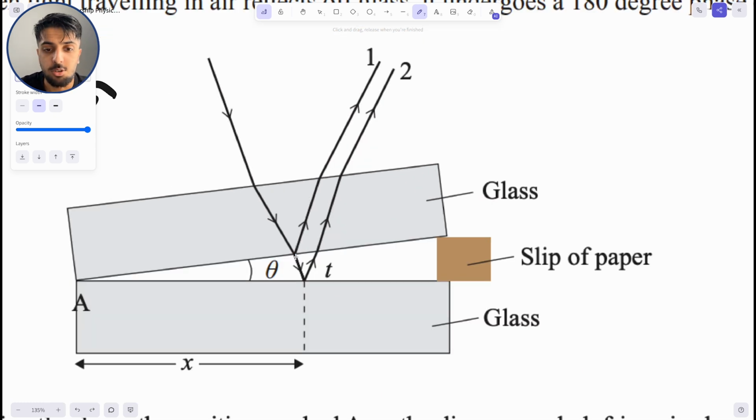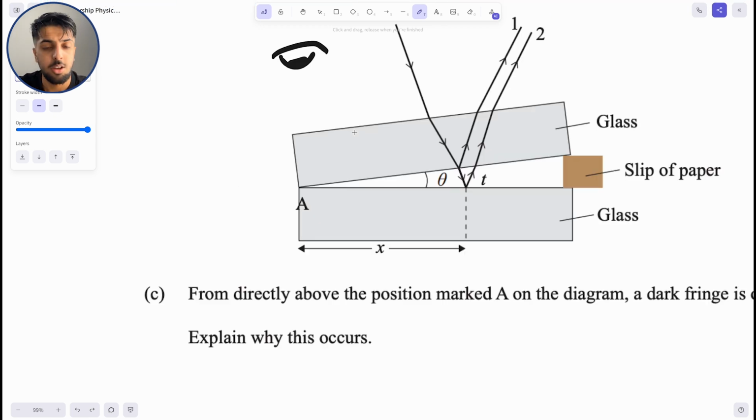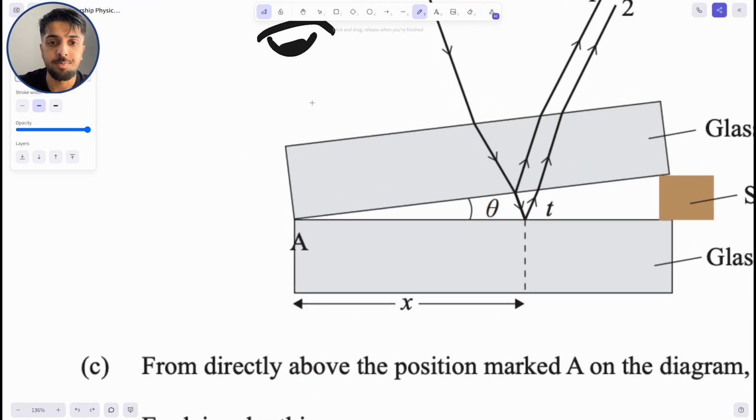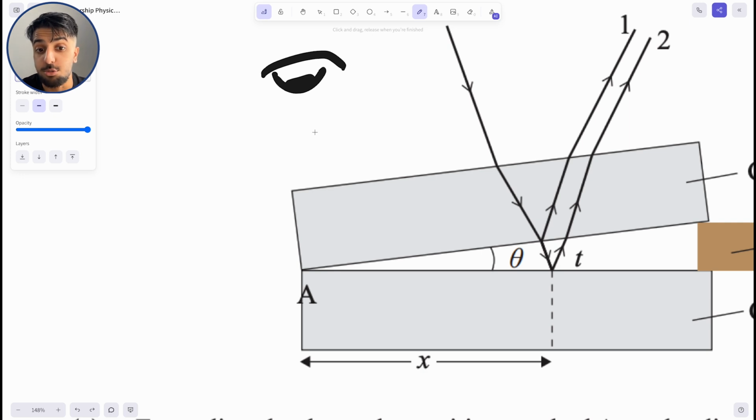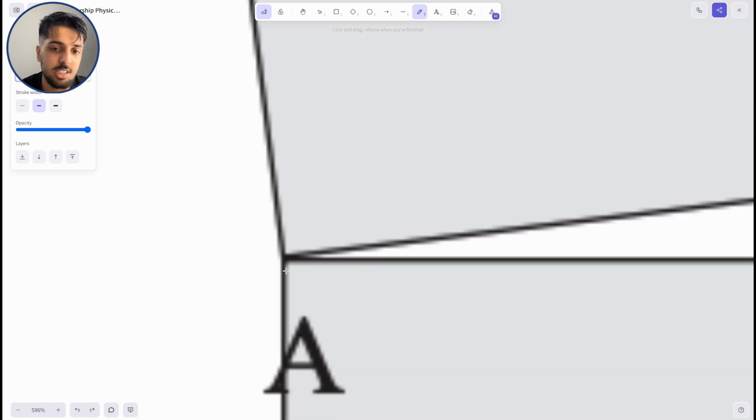But some of that light is going to pass through the glass and be reflected back up as our second light ray. And that will create a path difference between the first and second rays, and therefore we get our two coherent light sources that can interfere and create an interference pattern. Okay, so at point A, the same thing is going to occur, but as you can see, at this point right here, the two pieces of glass are touching each other. There is no air gap at point A.